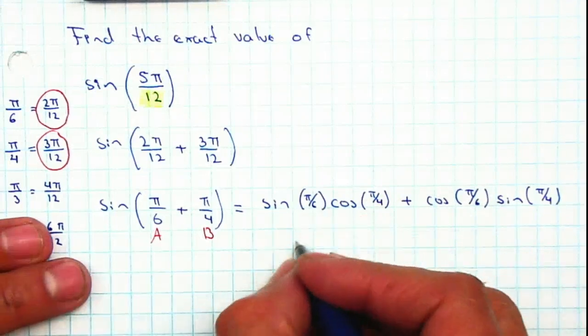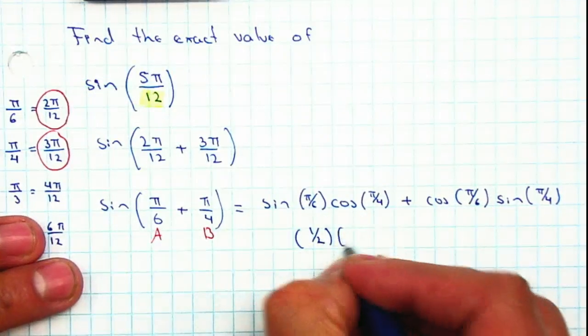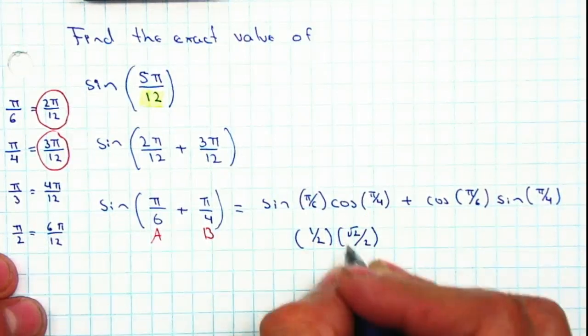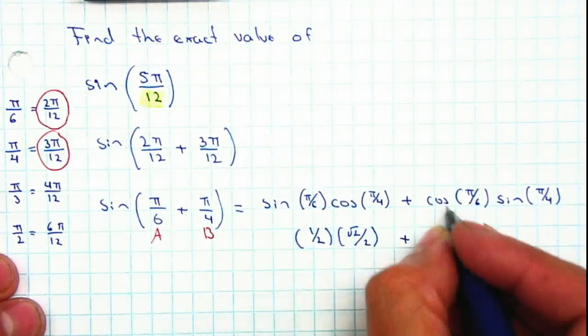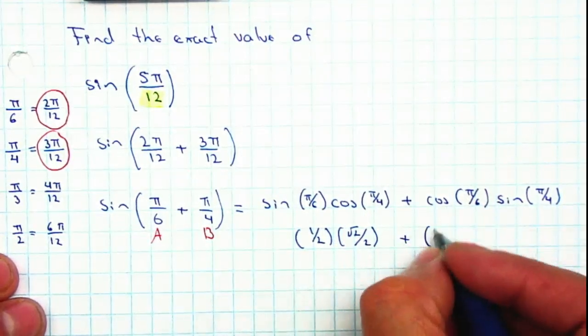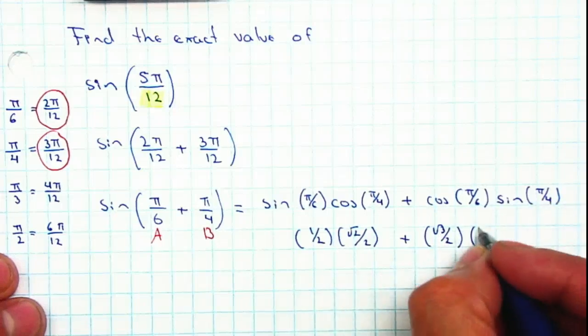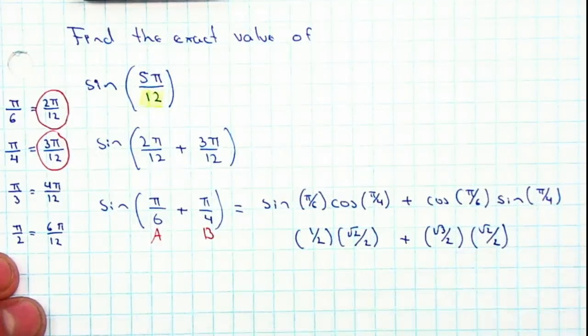Sine of pi over 6 is 1/2. Cosine of pi over 4 is square root of 2 over 2. At this point, you should have those memorized. Cosine of pi over 6 is square root of 3 over 2. And sine of pi over 4 is square root of 2 over 2.